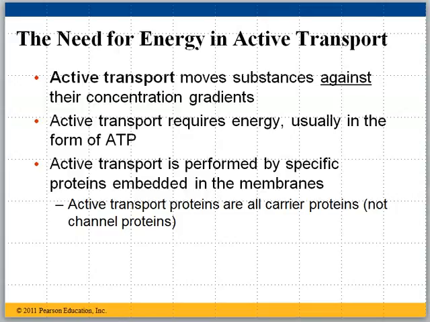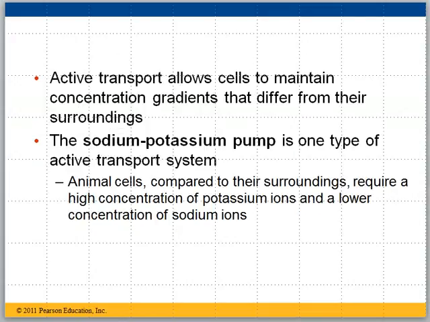So active transport is performed by some of these proteins that we discussed already that were embedded in the membrane. And these are all going to be carrier proteins. So there are no channel proteins that will work against the concentration gradient, because all the channel proteins do is provide a path or a tunnel. So that's only going to be diffusion. If we're talking about going against the current, against the diffusion gradient, then we're going to have to use carrier proteins, no channel proteins. So active transport allows cells to maintain a concentration gradient that's different from their surroundings.